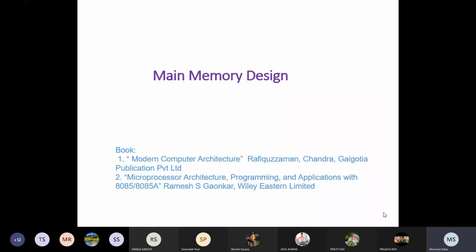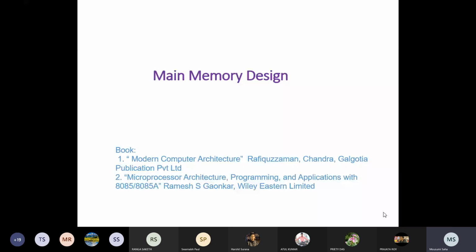the chapter name is Memory Organization, and for your Gaonkar, if you consider the processor 8085, your chapter name will be Memory Interfacing Circuit Design. Okay, but only if you study the Rafikuজ্জামান, that will be enough.